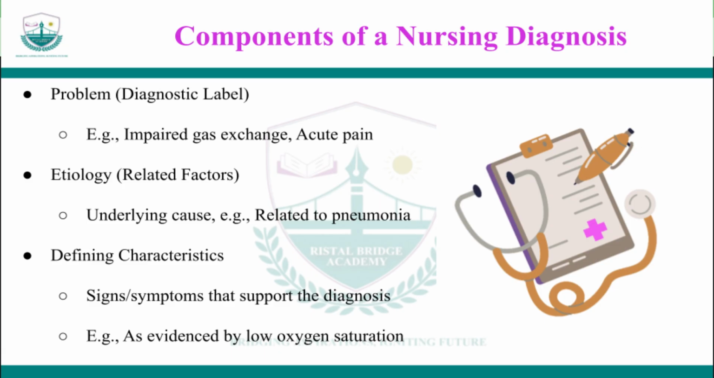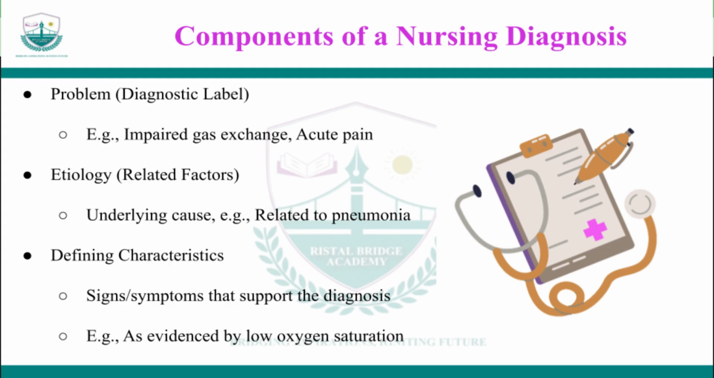Components of nursing diagnosis. These include the following. We have problem or diagnostic label. So this describes the patient's health issue. For instance, impaired gas exchange or acute pain. Then we have etiology or related factors. This identifies the underlying causes or contributing factors that lead to the health problem. For example, related to pneumonia. So we can say that impaired gas exchange is the problem itself.